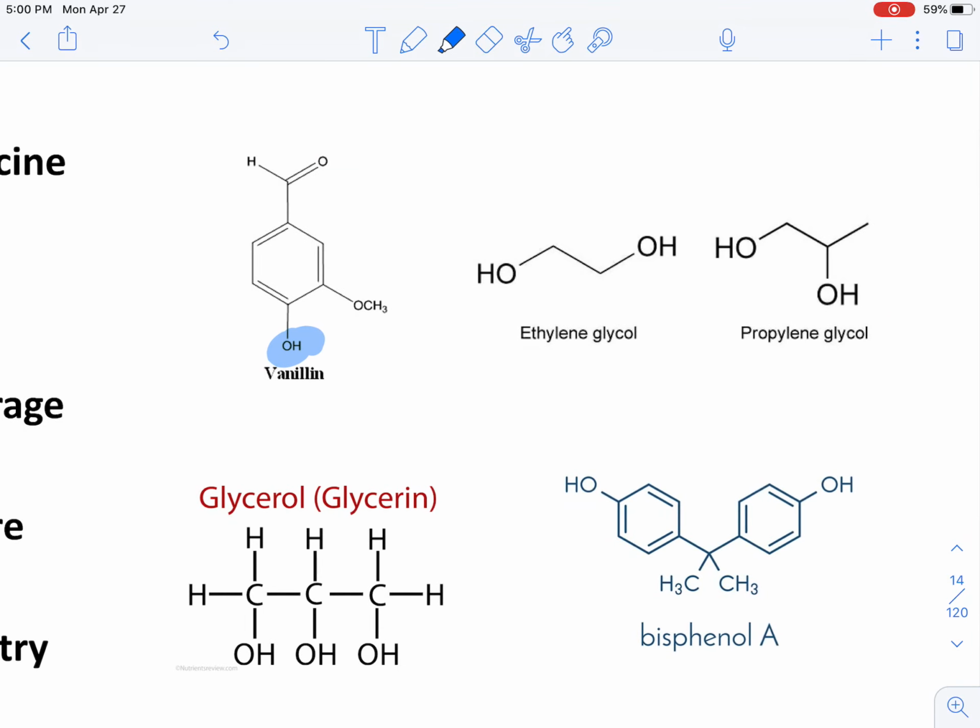So there's no set rule as to the maximum number of functional groups in an organic compound, as long as it follows the octet rule and other stuff that is out of the scope for this course.